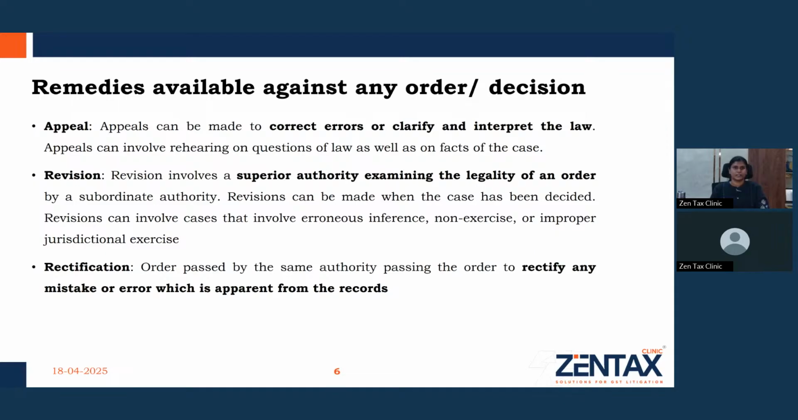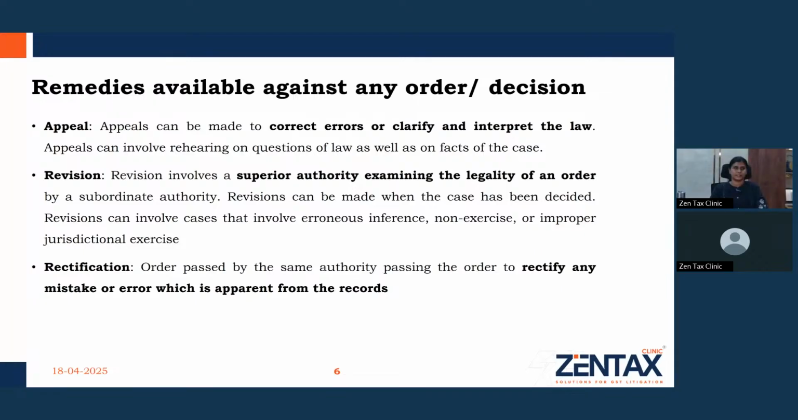Now we will see the remedies available against any order or decision. The first remedy is obviously appeal. Appeal can involve rehearing on questions of law as well as on facts of the case. This appeal can be filed against the order to question the validity of the law as well as to present the facts of the case also.